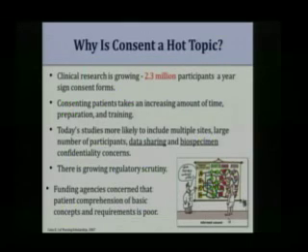So why is consent such a hot topic? Well, clinical research is growing. There are 2.3 million participants a year that sign consent forms. Consenting patients takes an increasing amount of time and preparation and training. The issues also are more complicated. The studies are more complicated. They're more likely to include multiple sites, large numbers of participants, data sharing, biospecimens, confidentiality concerns.